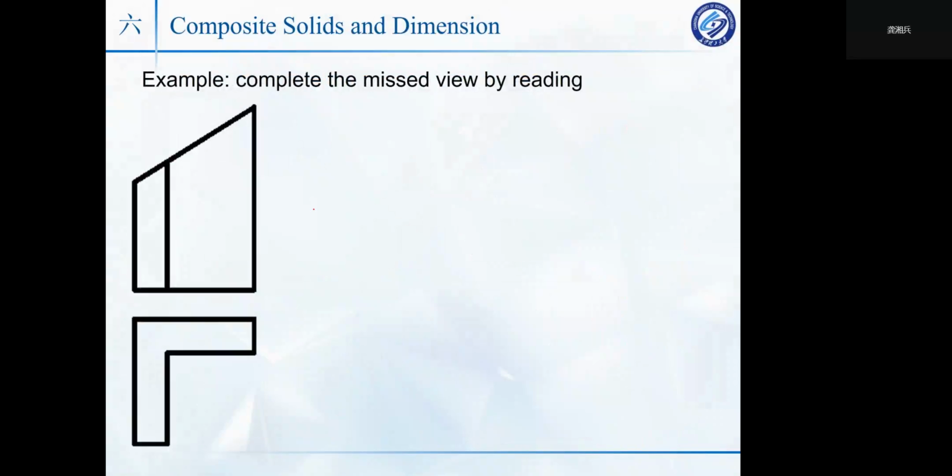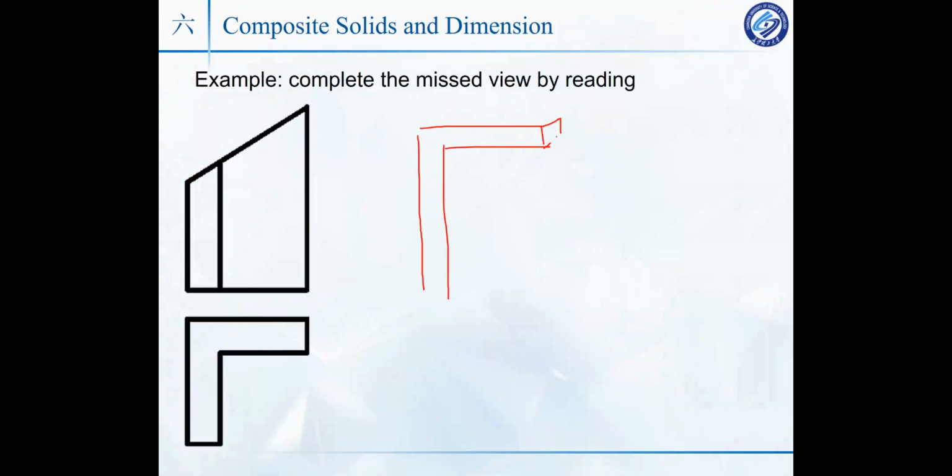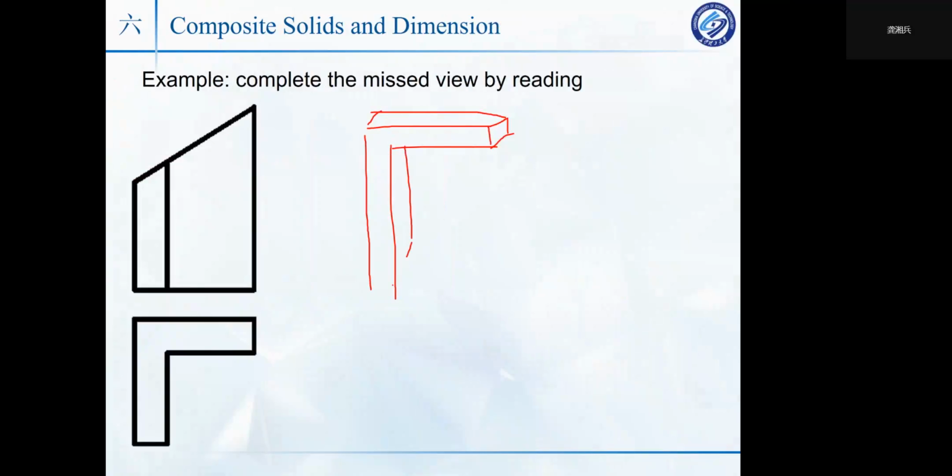Okay, so how about this one? It is also about completing the missing view by reading the drawing. If you do not have the cut line here, you just think this is very easy. If you do not cut in this direction, you can see this is a shape like this. It's just like a 7. But you do a cutting here, so this one is not the same as this one.